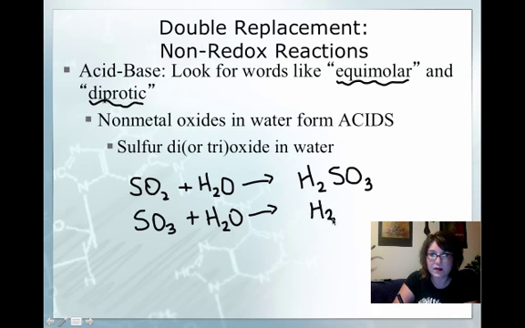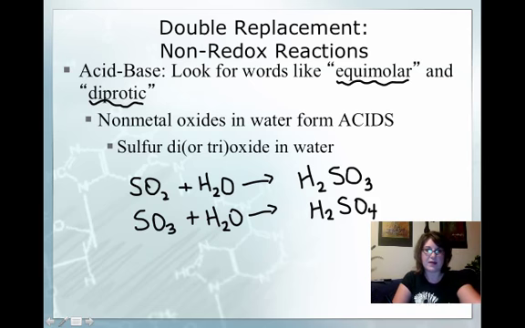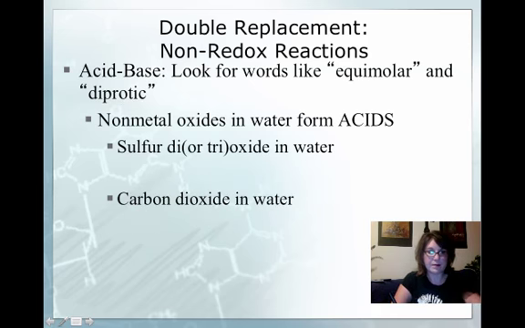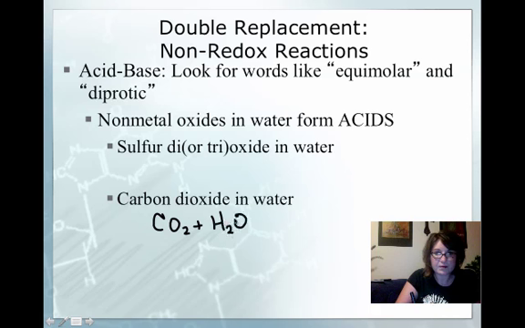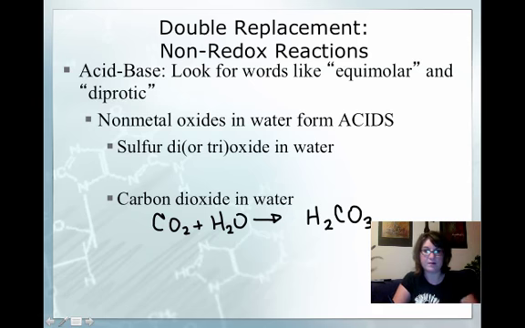If you have sulfur trioxide, SO3, plus H2O, now count up your oxygens, and it looks like we've got 4 now. So this is sulfuric acid. So that's how we would predict the formation of an acid from a nonmetal oxide. Oh, I got another one to do. Carbon dioxide in water. It's going to look like this. CO2 plus H2O. And then count up your oxygens. H2CO3, carbonic acid. You probably were predicting that already.